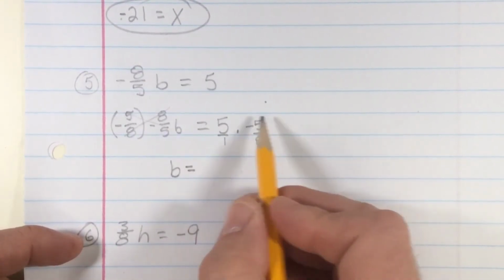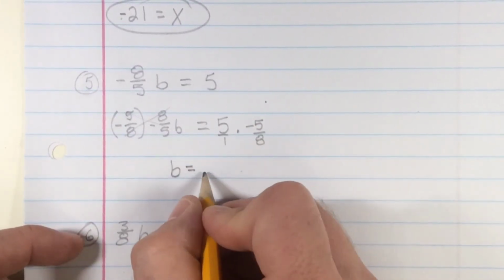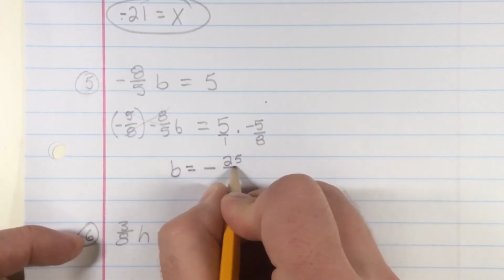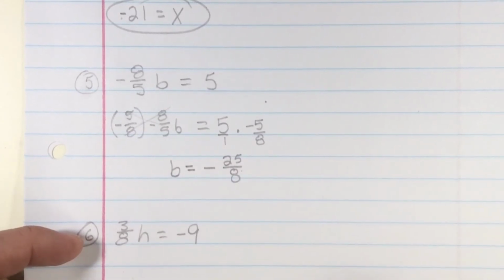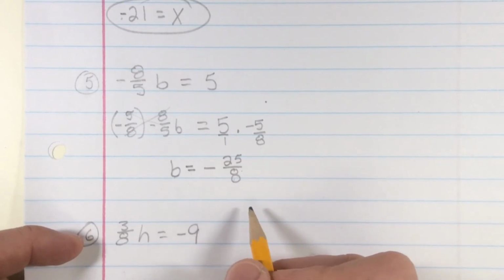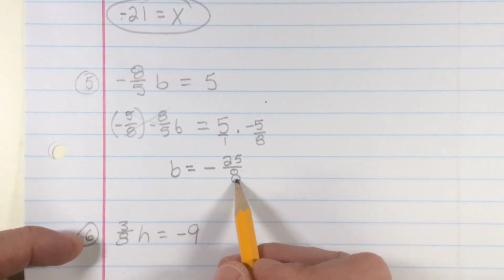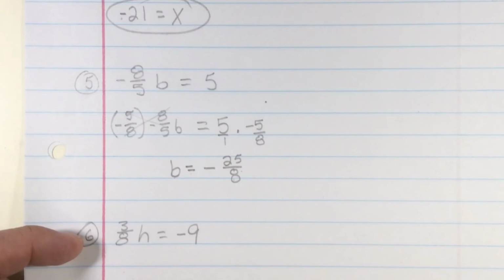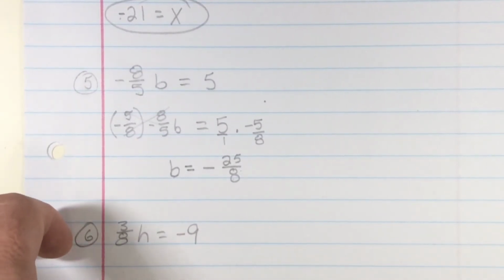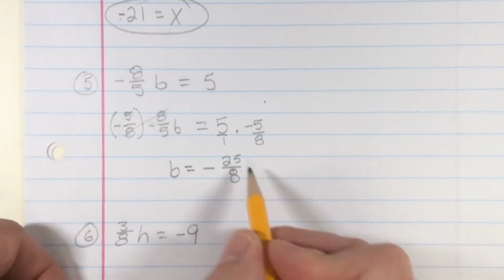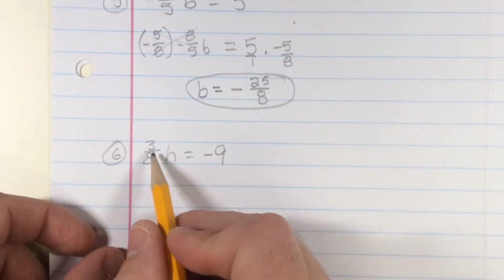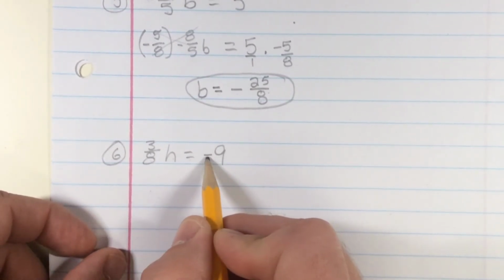And over here, there's no simplification we can do, but I do have a positive times a negative, so it's a negative answer. 5 times 5 is 25 for my numerator, and 1 times 8 is 8 for my denominator. b equals negative 25 over 8. If you wanted to turn that into a mixed number, 8 goes into 25 3 times with 1 left over, so negative 3 and 1/8. But I would have just left it negative 25 over 8. Last one, we've got 3/8 h equals negative 9.